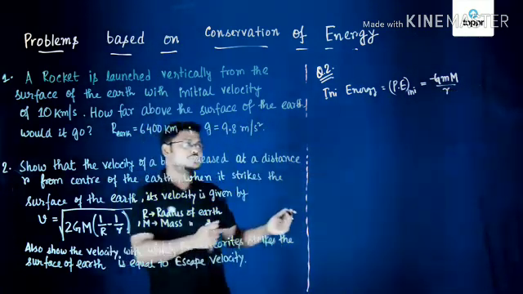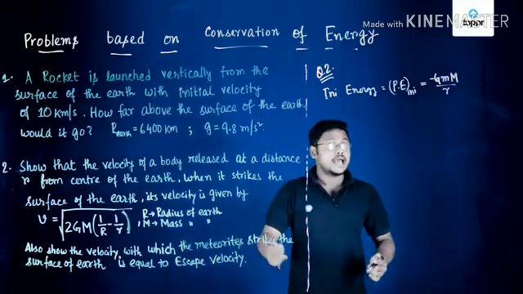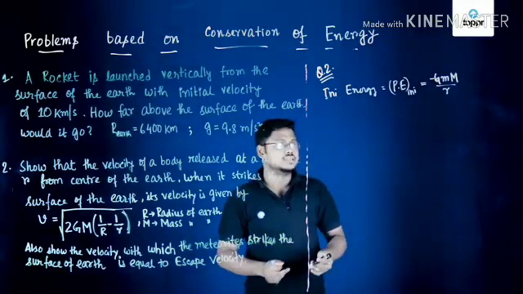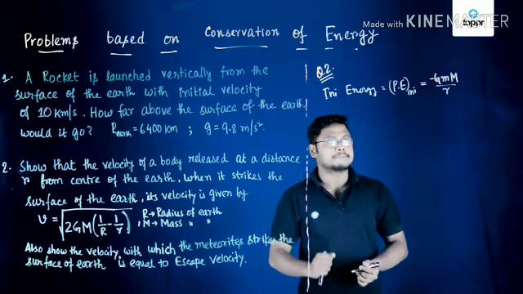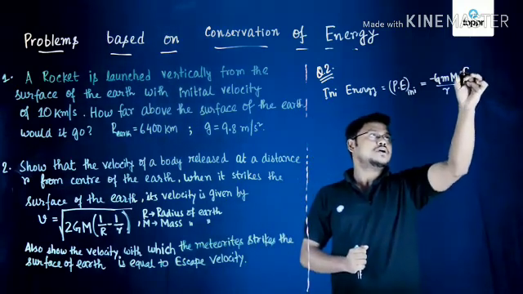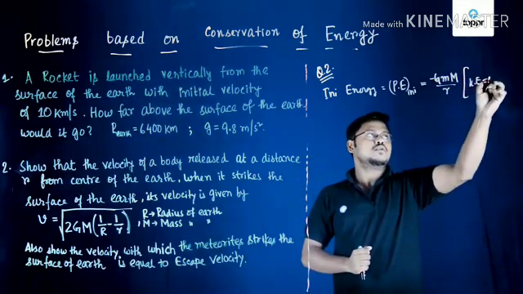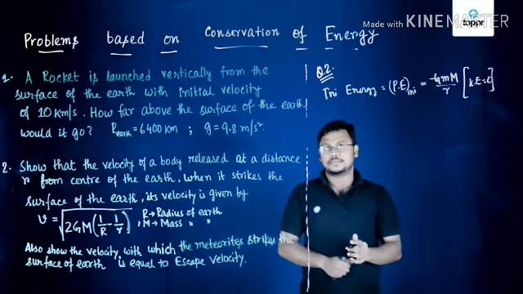equals potential energy only. Initial energy equals minus GMm divided by r, where, let us assume, small m is the mass of that body and capital M is the mass of the earth and r is the distance between them. In this case, why can we write this? Because kinetic energy is 0, because the body was at rest.